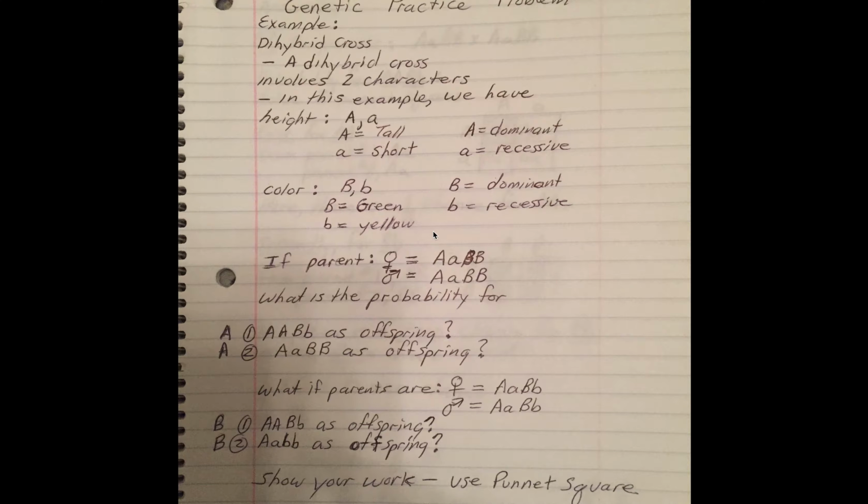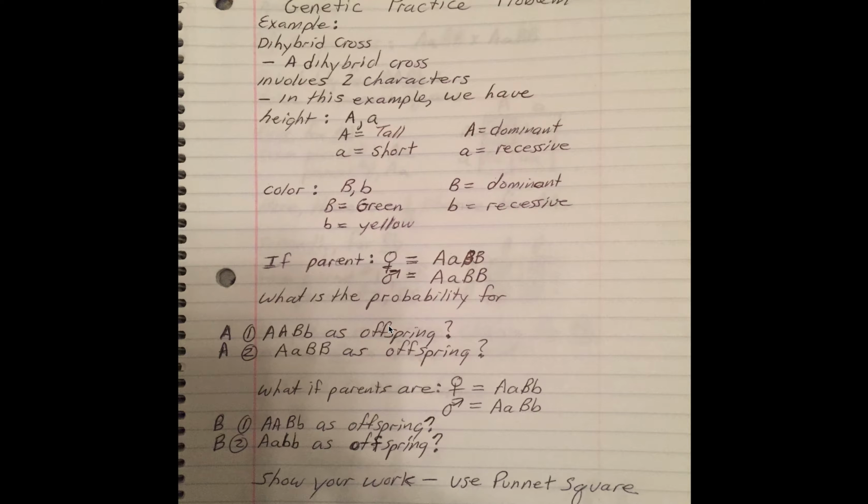Now the parent in our original question is this one. So the mom is capital A, little a, capital B, capital B. The dad is the same, capital A, little a, capital B, capital B. And what the question is asking in both 1A and 2A, these two questions, is what are the odds of having a certain kind of offspring? Now, if you use the textbook, you're going to find a very complicated math, and so what I've done is provide you with a shortcut.